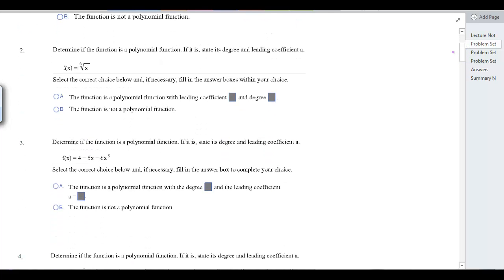Next one. And we want to remember that the 6th root of x is the same as x to the 1/6. There's an understood 1 there, and there's your numerator, there's your denominator. And now we have a fractional exponent, so that keeps it from being polynomial.